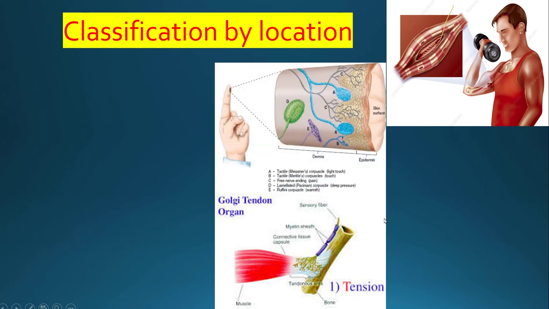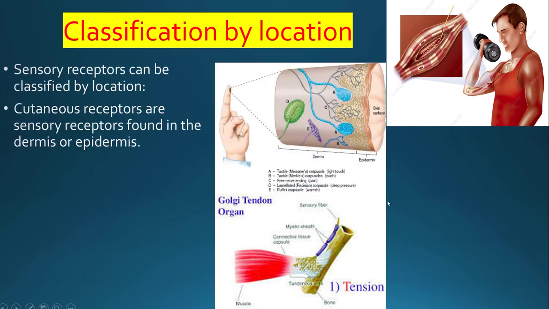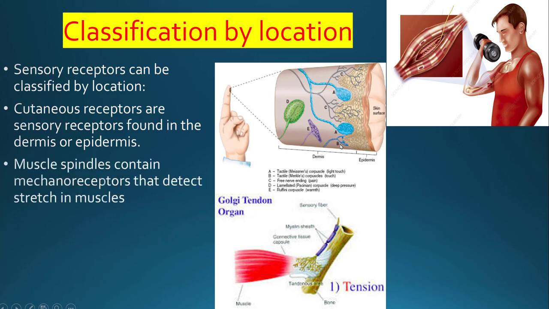Classification by location. Sensory receptors can be classified by location. Cutaneous receptors are sensory receptors found in the dermis of skin. These are the various types of sensory receptor which are found in the skin.